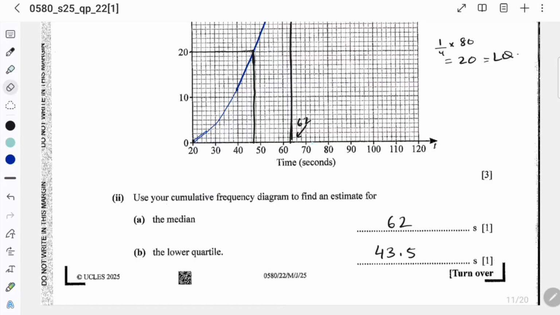Okay, now the next question. Sorry, on the x-axis it is two numbers, because 20 to 30 is just five boxes. It means that 10 is divided into 5 boxes, so each box we have to take as 2. Okay, 10 upon 5, each box is 2. So this is your 42, 44, 46. Yes, and this is not 43.5.